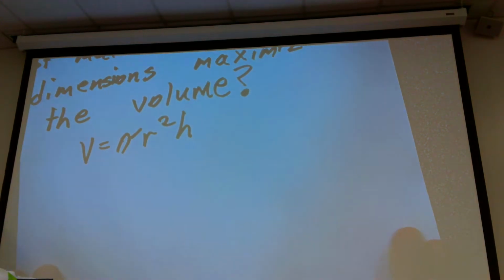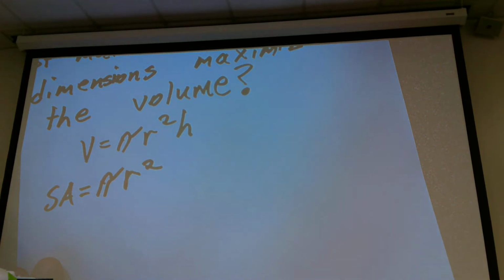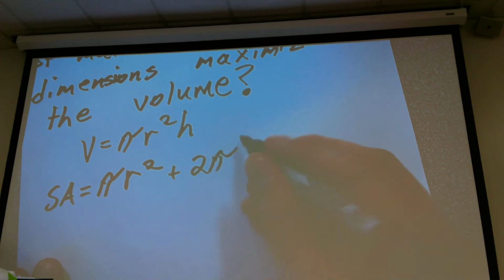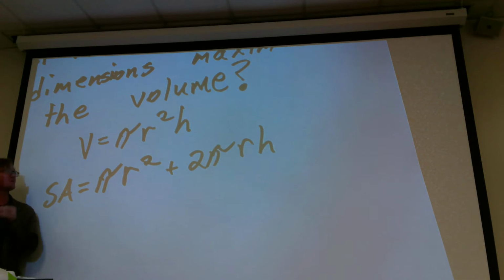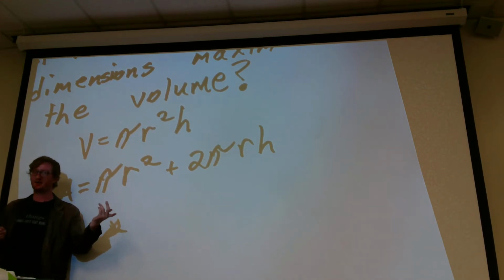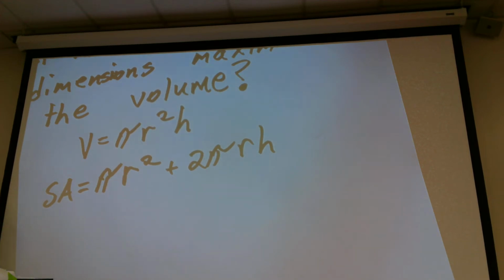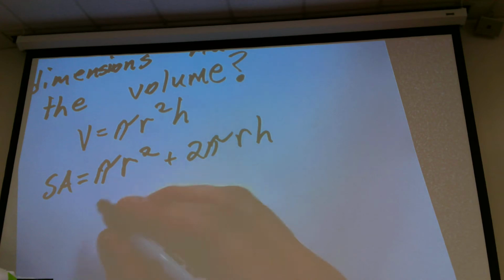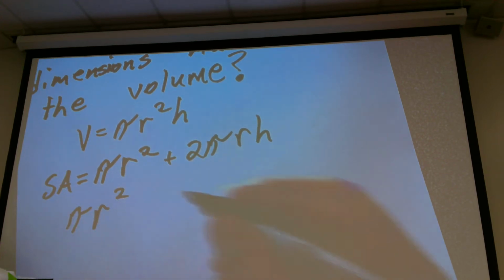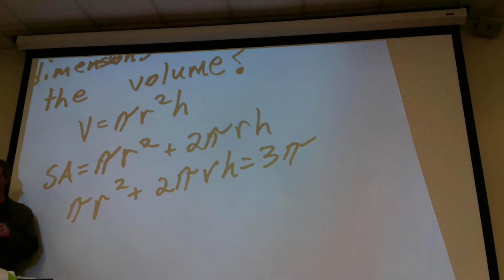So the surface area would equal pi r squared, that's going to be the area of the base, and 2 pi r h. If you were having a cylinder with a base and a lid, you would say 2 pi r squared. But we only have a base in this problem, so it's just pi r squared. And it says it is made from 3 pi square feet of material. That means I'm going to write it like this: pi r squared plus 2 pi r h is going to equal 3 pi. That's the constraint of the problem, that it's only got 3 pi square feet of material.